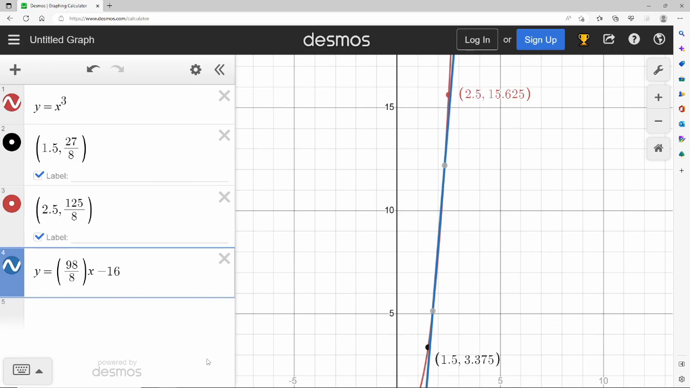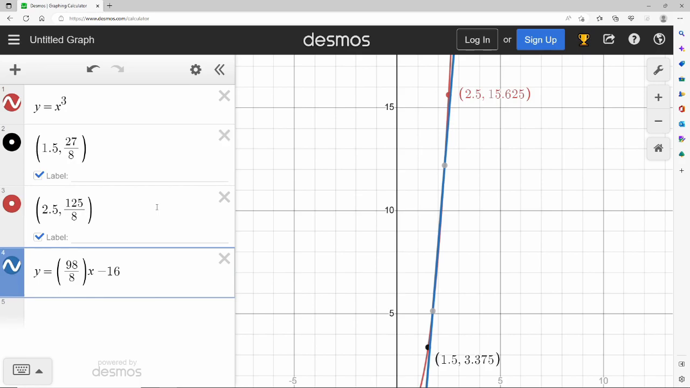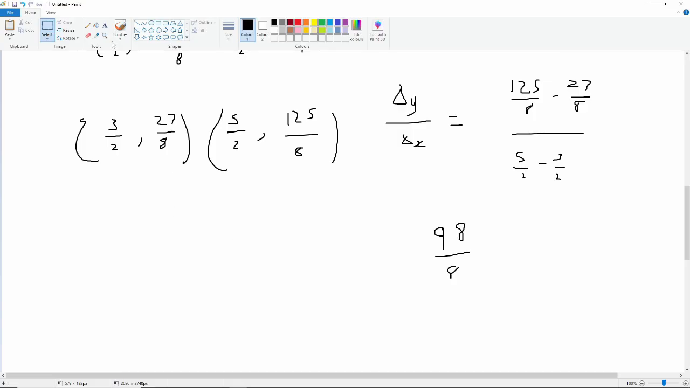What is 98 over 8? That's 98 divided by 8. That's 12.25. So we've got an estimate of a slope of 12 and 1/4.